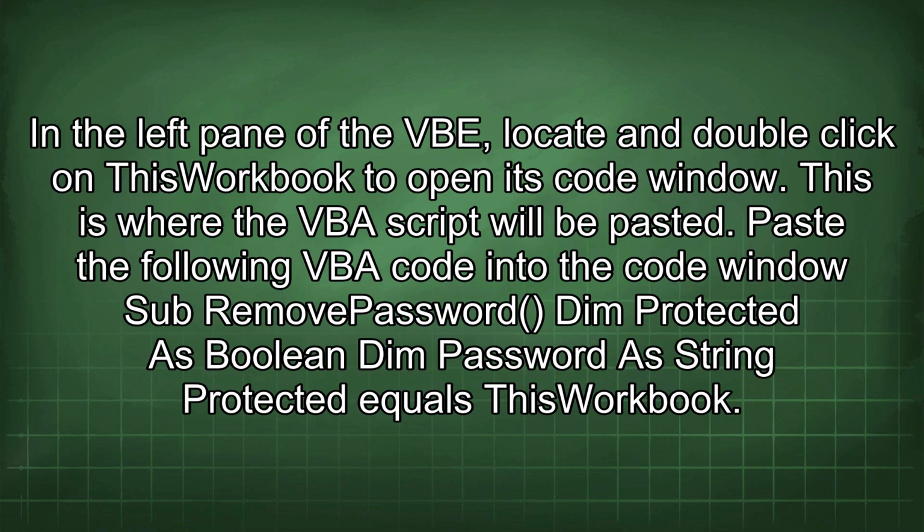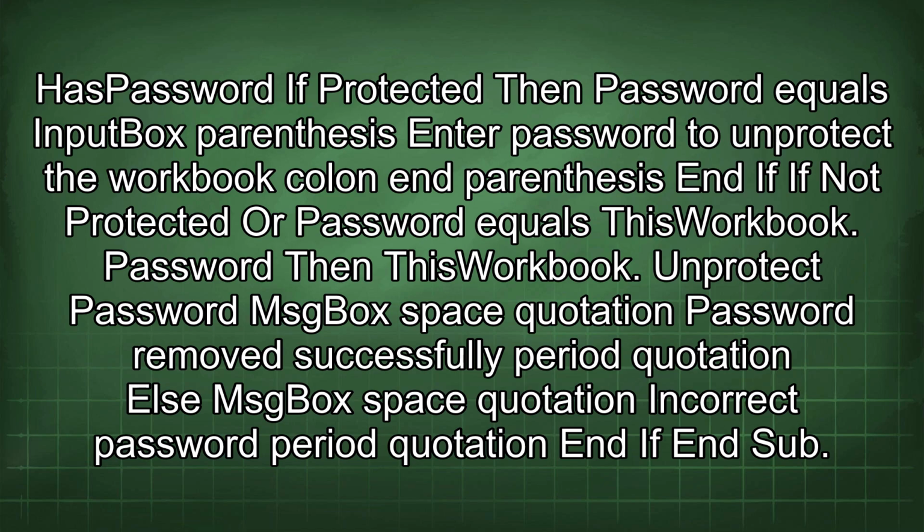Sub RemovePassword. Dim protected As Boolean. Dim password As String. protected = ThisWorkbook.ProtectStructure. If protected Then password = InputBox("Enter password to unprotect the workbook:"). End If. If Not protected Or password = ThisWorkbook.Password Then ThisWorkbook.Unprotect password. MsgBox "Password removed successfully." Else MsgBox "Incorrect password." End If. End Sub.